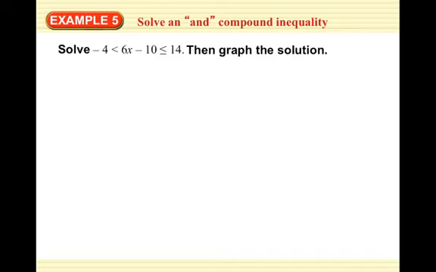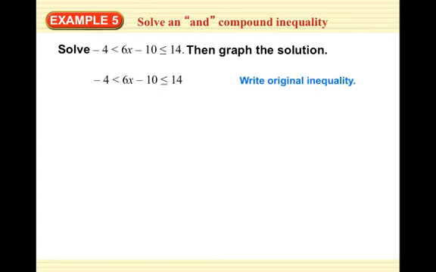We're going to finish up with examples 5, 6, and 7. Okay, on this example, we're going to solve an AND compound inequality. So we have: solve -4 < 6x - 10 ≤ 14. Then graph the solution. The first thing you're going to do is write down the original inequality.